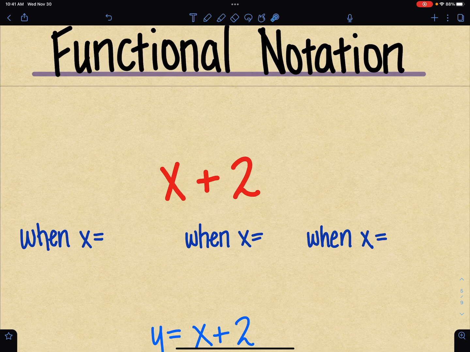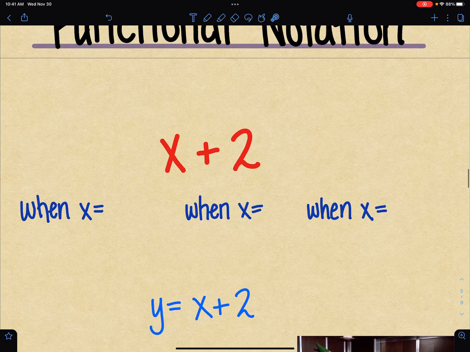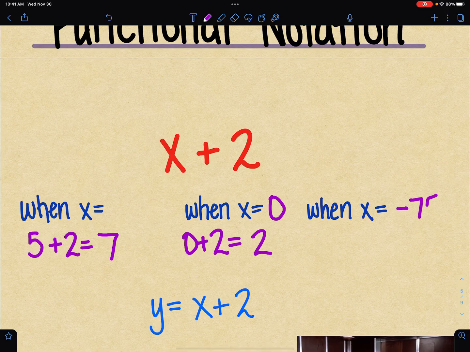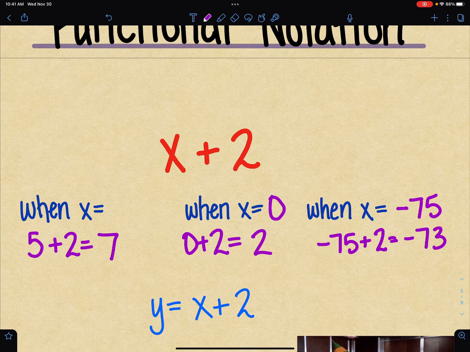Okay, so they want to make this point. If you replace x with 5, so when x is 5, the answer that you're going to get is 5 plus 2, and you get 7. What if x is 0? The answer that you're going to get is 0 plus 2, or 2. What if x is negative 75? The answer that you're going to get is negative 75 plus 2, which is negative 73. So you'll get one specific answer for everything that you put in as x.